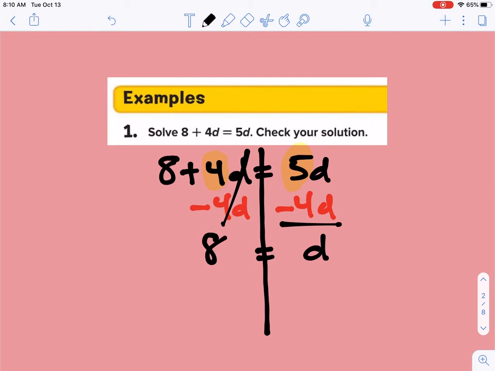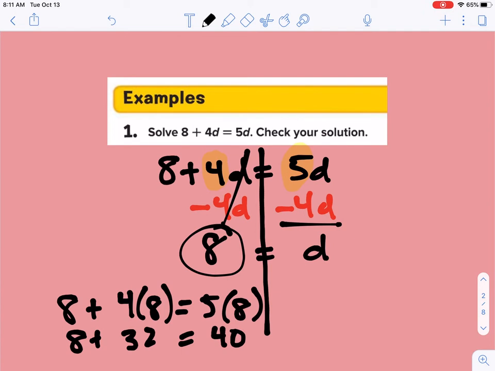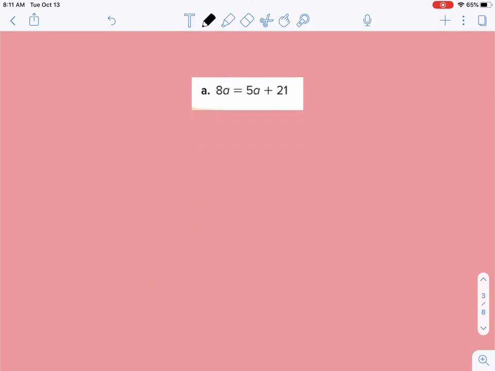And then when it says check your solution, it just means take 8 and substitute it back in the equation wherever you see a d. So you have 8 plus 4 times 8 equals 5 times 8. Well, 8 plus 32 equals, and then 5 times 8 is 40. 8 plus 32 is 40, so you get 40 equals 40, and this worked out nicely. Okay, we will continue to do a few more of these. They're going to progressively get a little stranger, but that's okay.